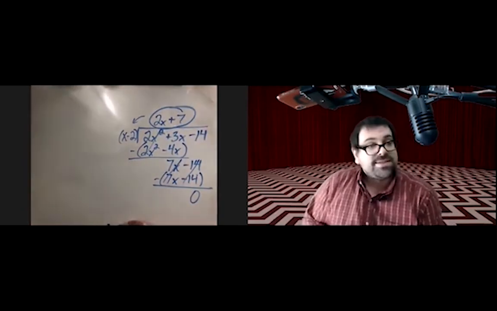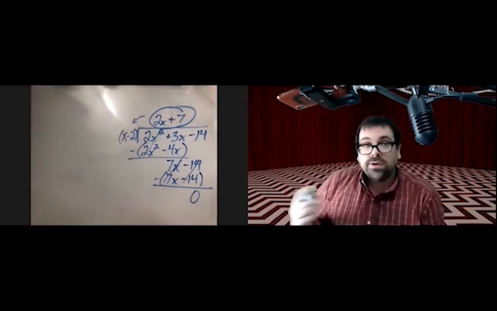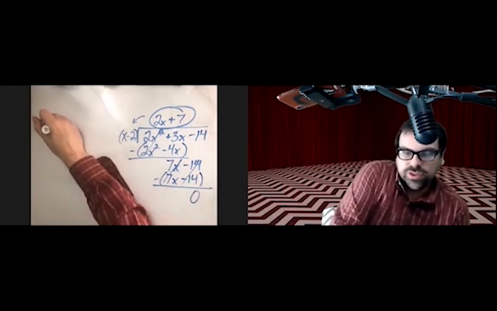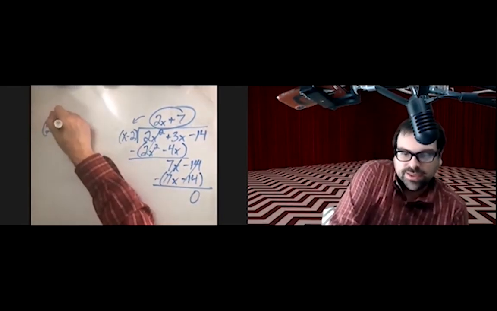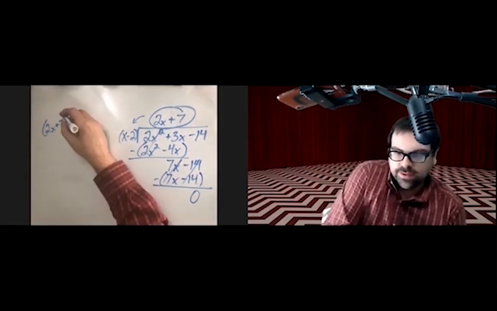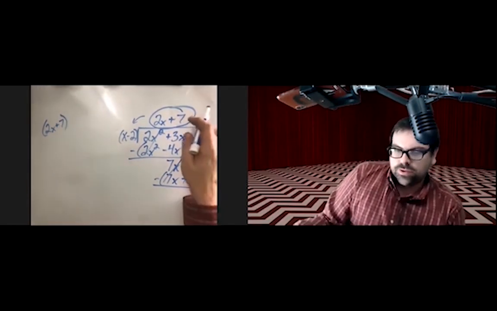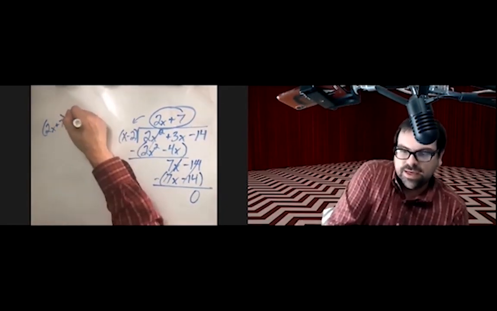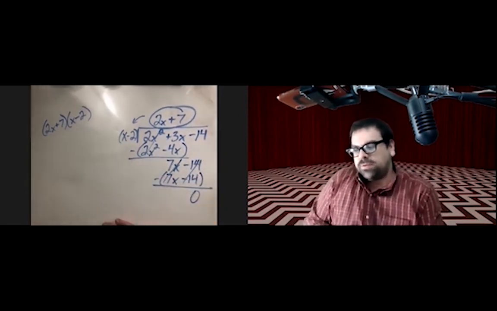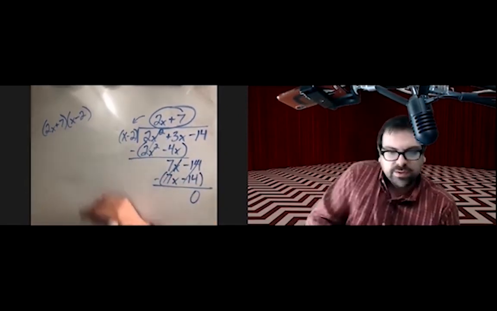So 2x plus 7. Just like any division problem, we can check with multiplication. Let's just double check 2x plus 7 times what? 2x plus 7, let's check it times x minus 2. Let's make sure we get 2x squared plus 3x minus 14.